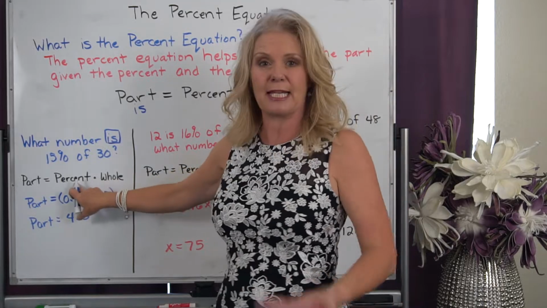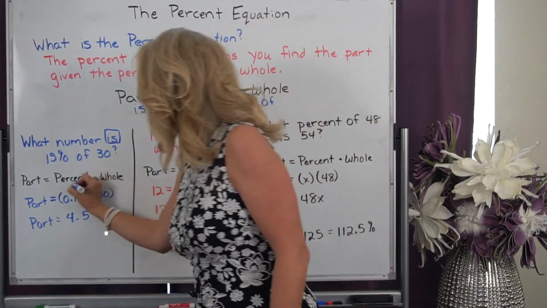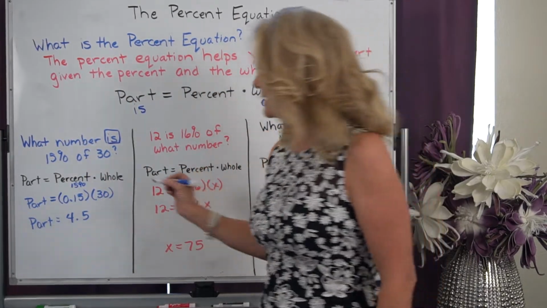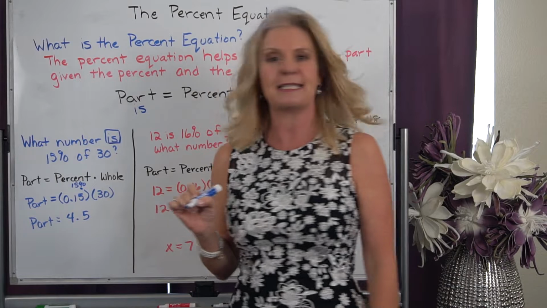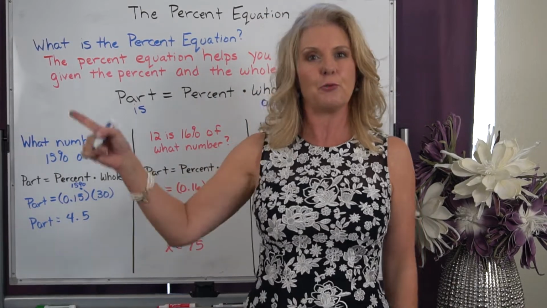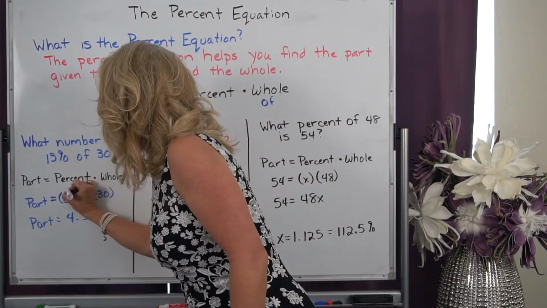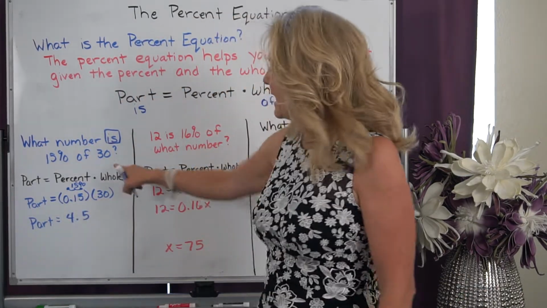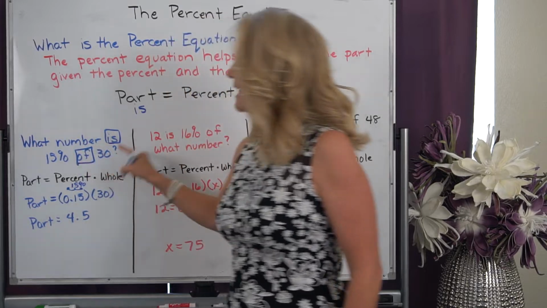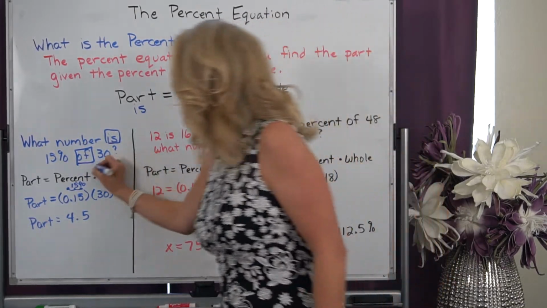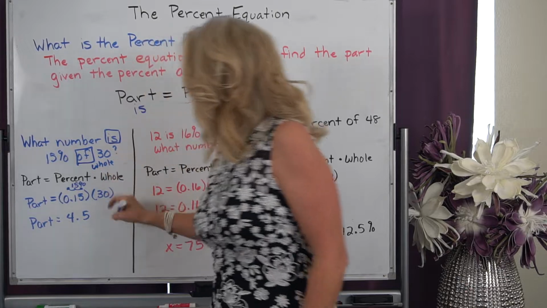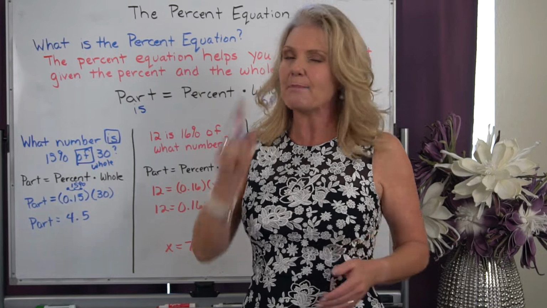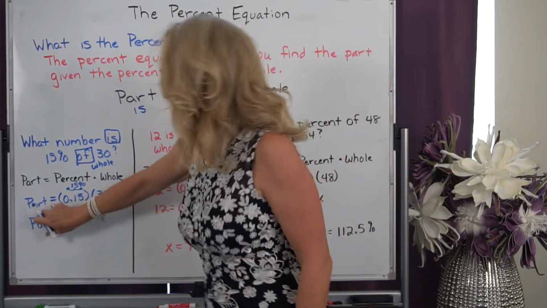And when we're using the percent equation, we have to take that 15% and change it to a decimal. And remember, the way that we do that is we replace that percent symbol with the decimal and we move it 2 places to the left, and that's where I get my 0.15. So now I see the word of, and then I see 30. Well, I know that of has to be my whole, so I just plug in the 30 where I see the whole.